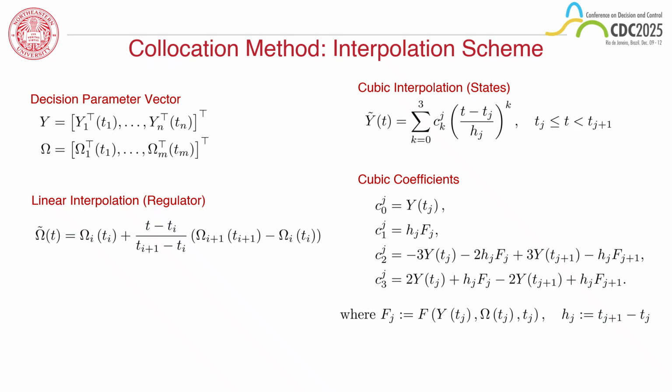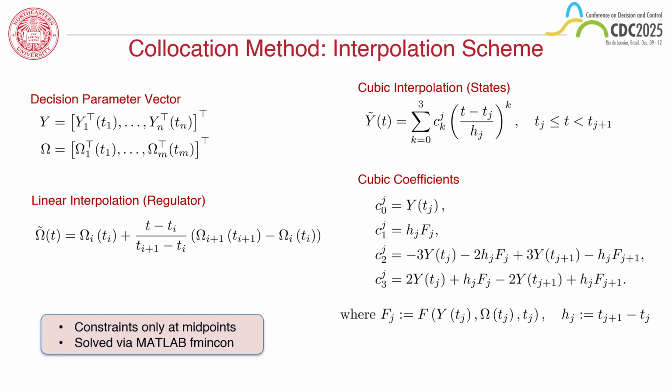The cubic coefficients C0 through C3 are computed from the state values and dynamics at the interval boundaries, as shown in these equations on the right. The key advantage of this approach is that we only need to enforce collocation constraints at the midpoints of time intervals. This significantly reduces the computational burden. We solve this resulting nonlinear program using MATLAB fmincon.